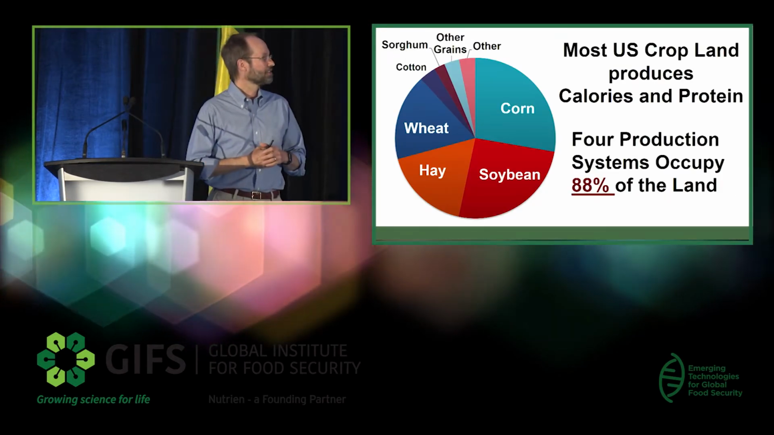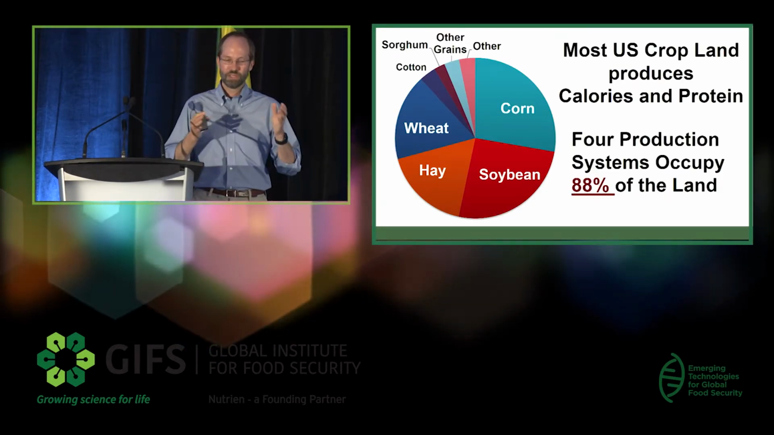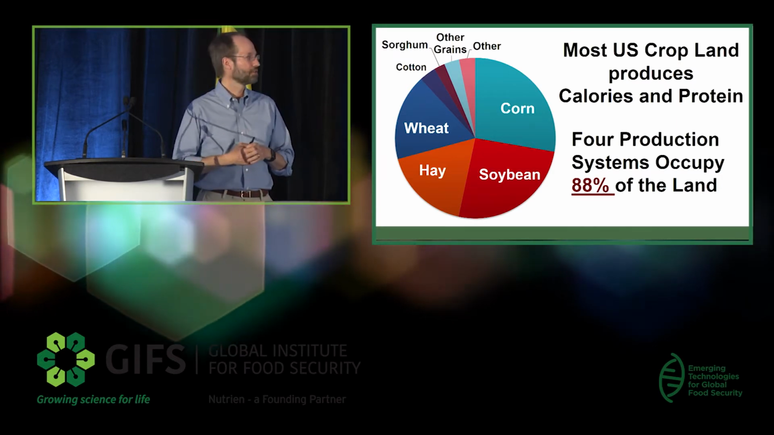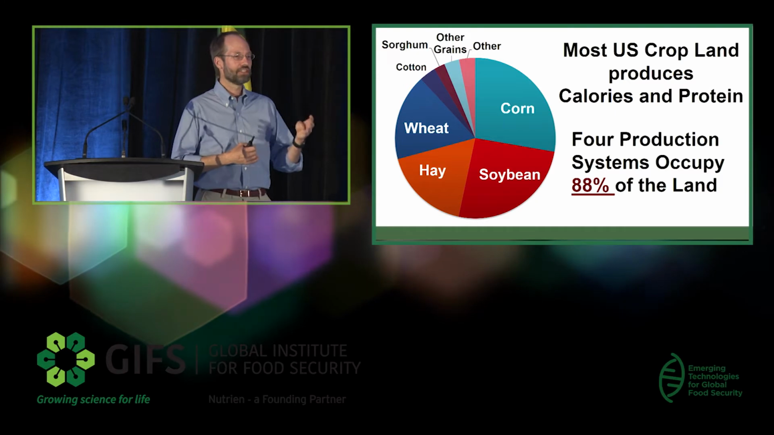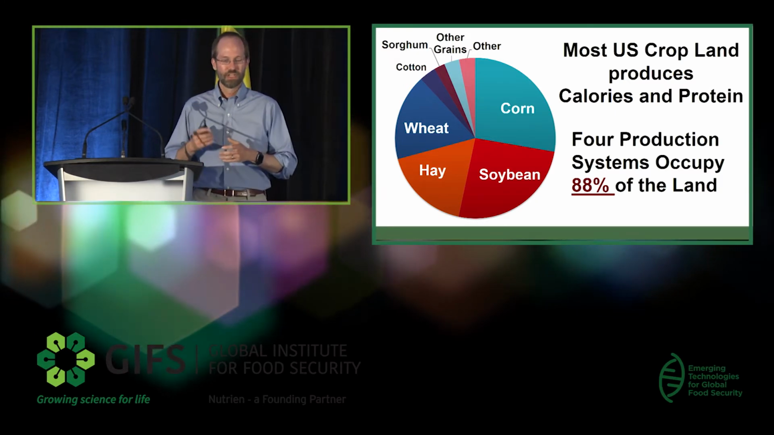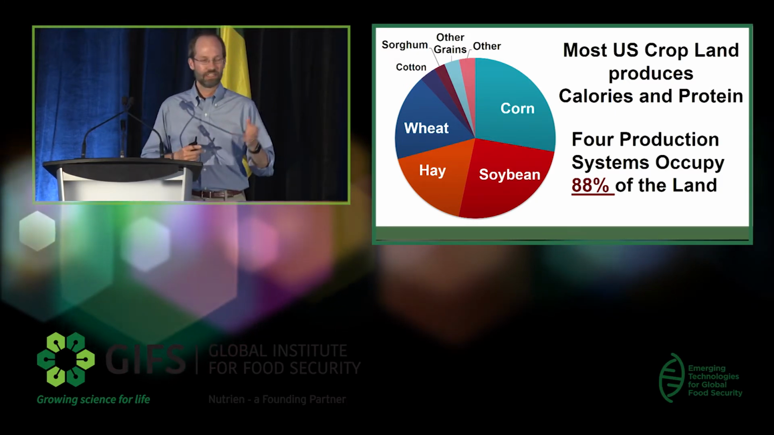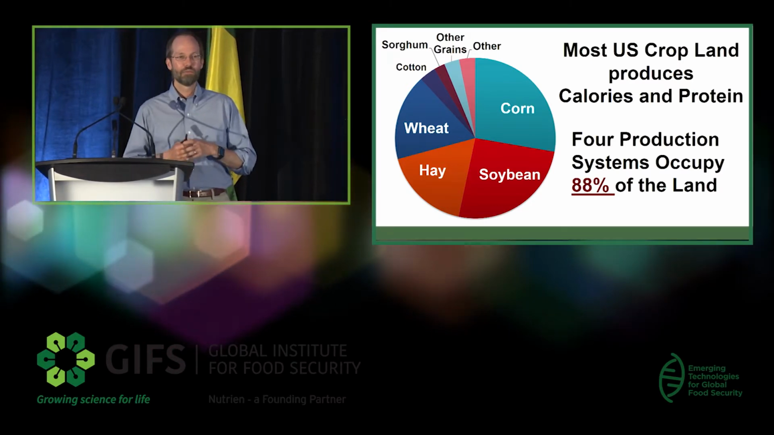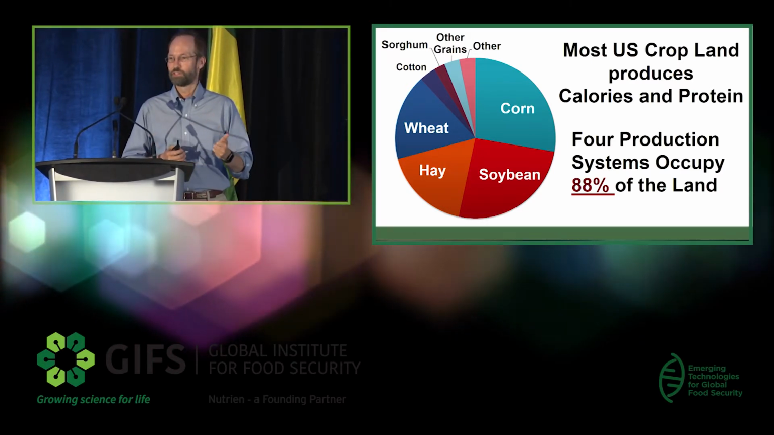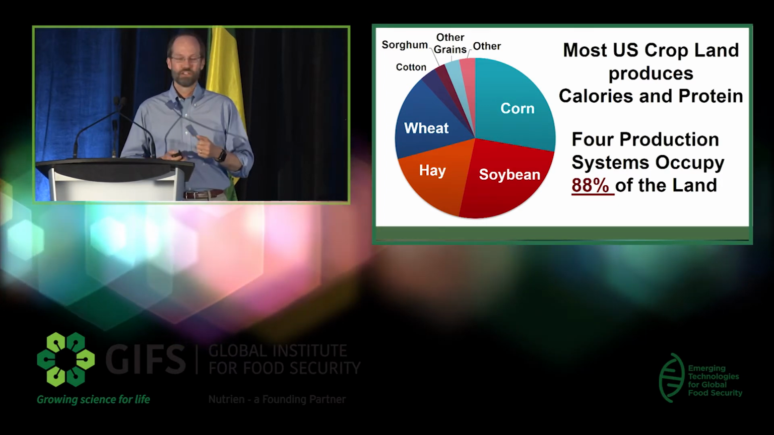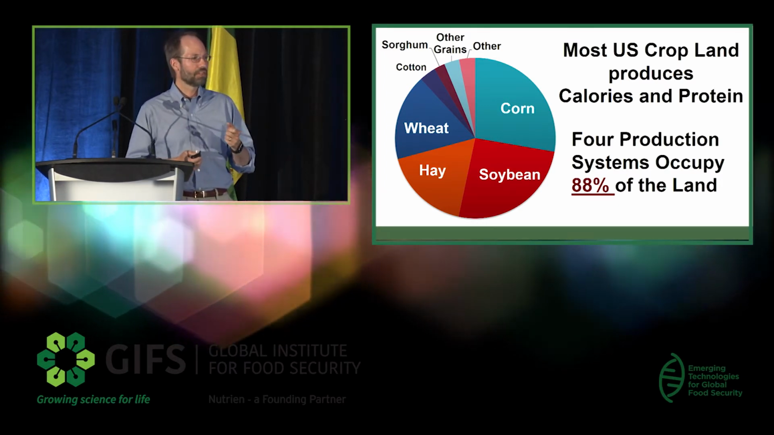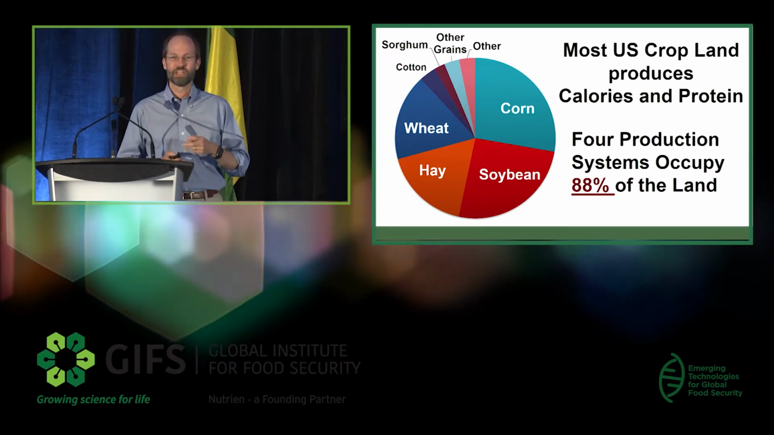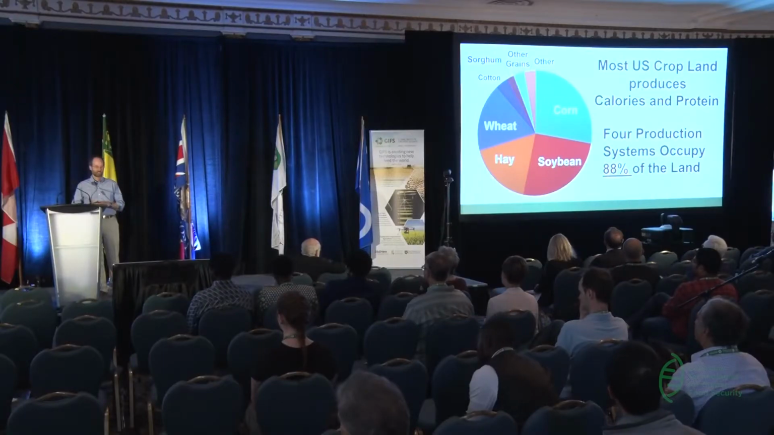Well, this is an example from the United States, but essentially most of our cropland in the US is being used to produce calories and protein. And essentially it's just 4 production systems, corn, soy, hay, and wheat, essentially occupy 88% of all that land, and almost all of those are being used either to produce calories or protein. So when we think about land use and feeding the planet, it's a very few production systems that are really dominating it, and they're all about calories and protein.